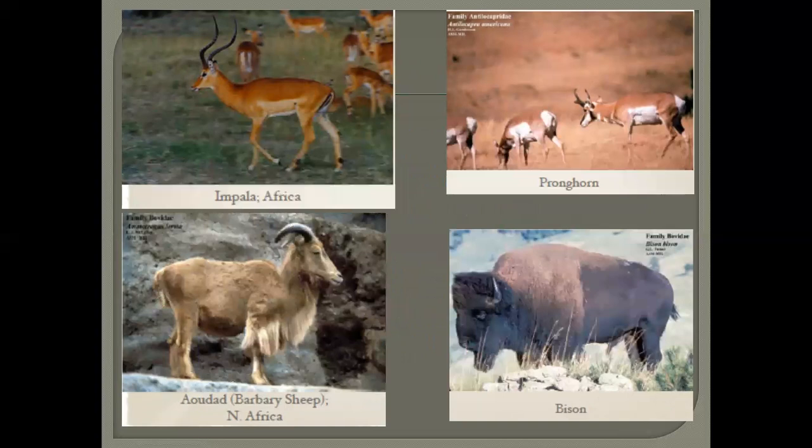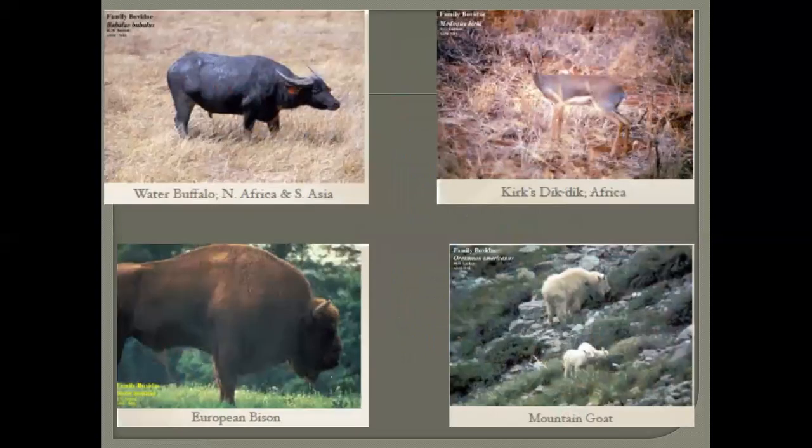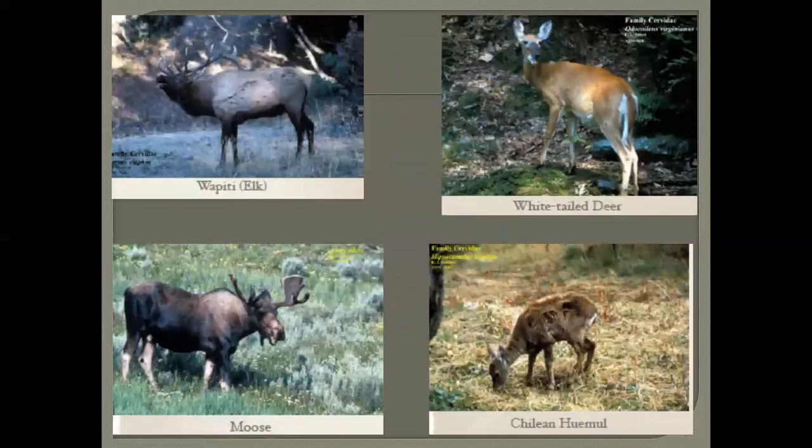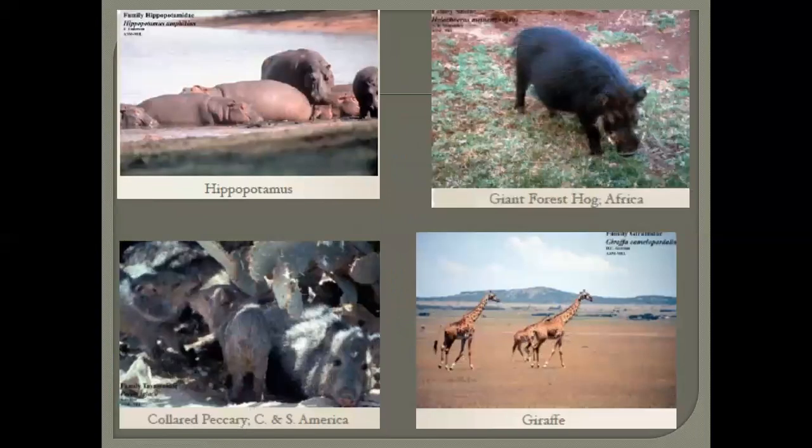This includes things like the impala, the sheep, bison, buffaloes, mountain goats, mountain sheep, camels, llamas, elk, deer, and moose are in this group, as well as hippopotamus and the pigs and giraffes.